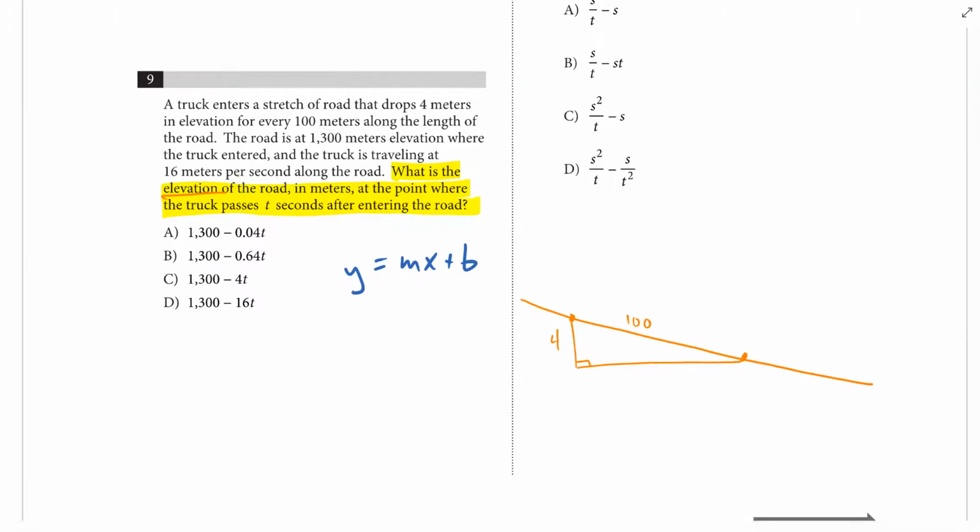In other words, it's going 16 meters every t seconds. So drawing a picture can help. Knowing the form of what you're dealing with can help. The 1,300 meters was not so helpful because, look, all 4 of them involve that same amount. So the elevation drop is what we're looking for along the way.